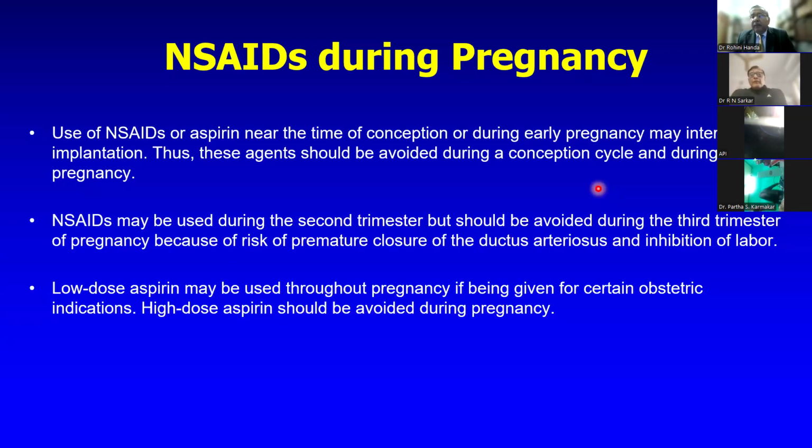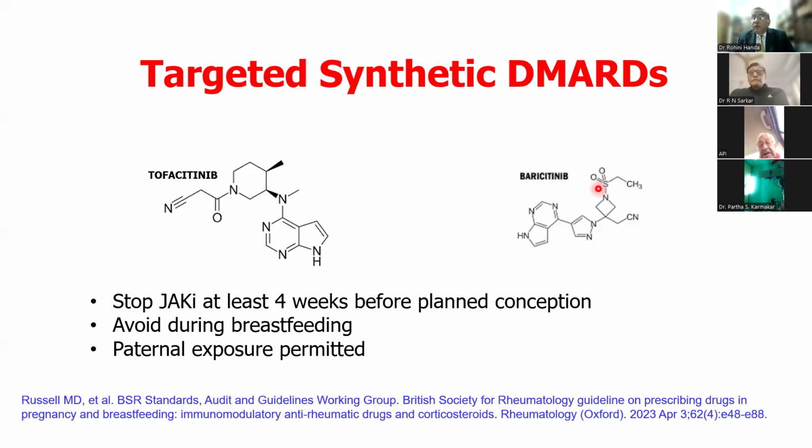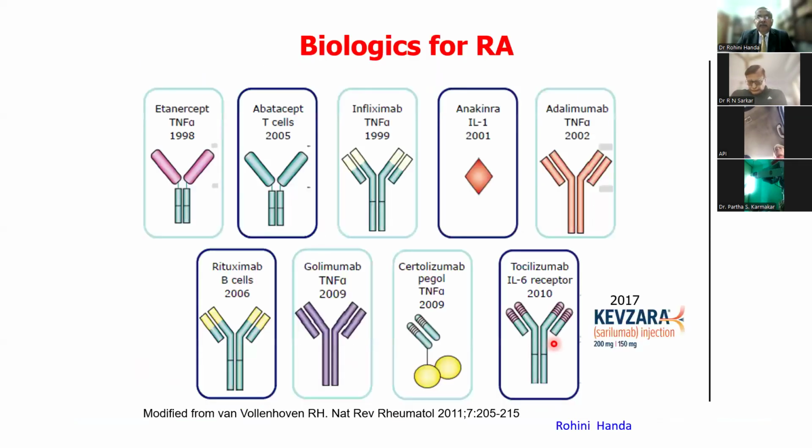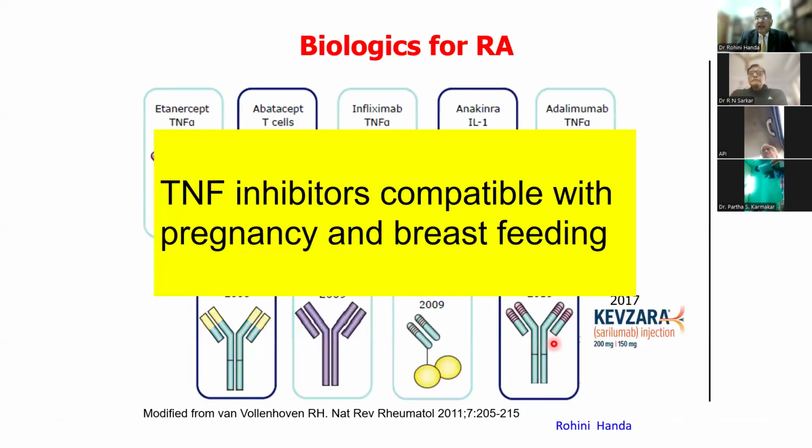What about anti-inflammatory drugs? All of you are aware about the premature closure of PDA, patent ductus arteriosus. So avoid it in the third trimester. Use short-acting like ibuprofen. What about tofacitinib and baricitinib? They have a short half-life. So stop these 4 weeks before planned conception. Paternal exposure, now data is coming, is that they are permitted, and you should avoid these during breastfeeding. What about biologicals? They are compatible with pregnancy and breastfeeding.